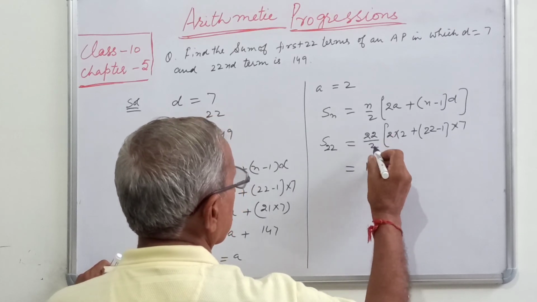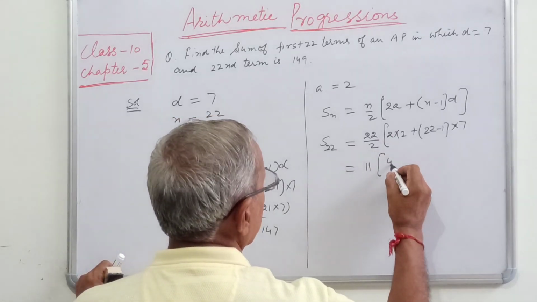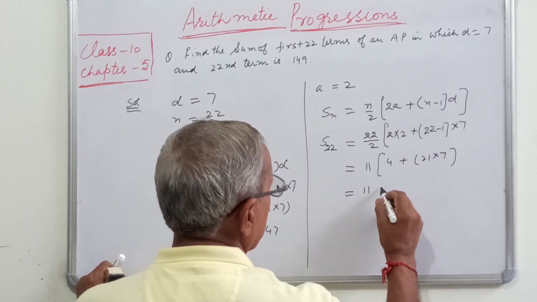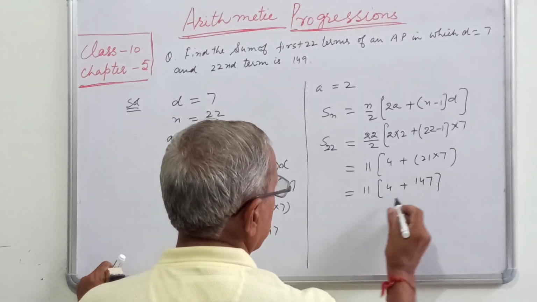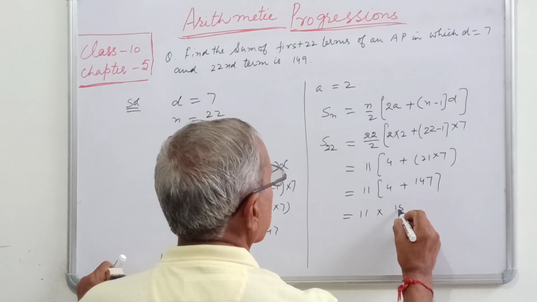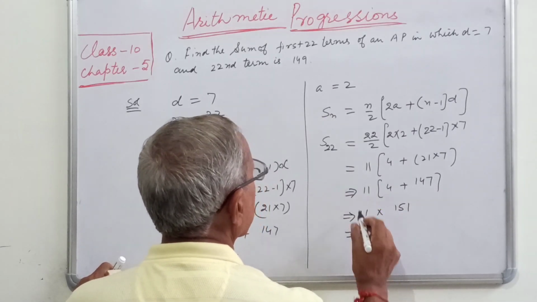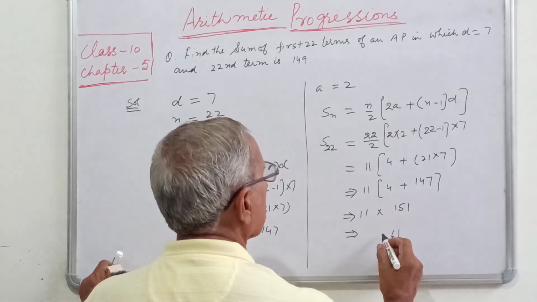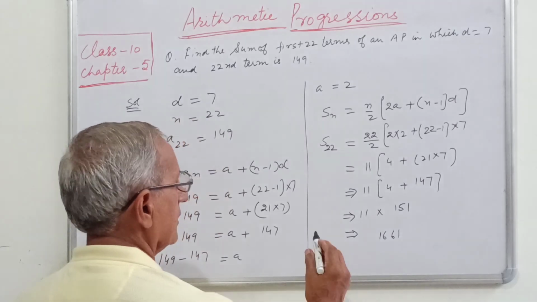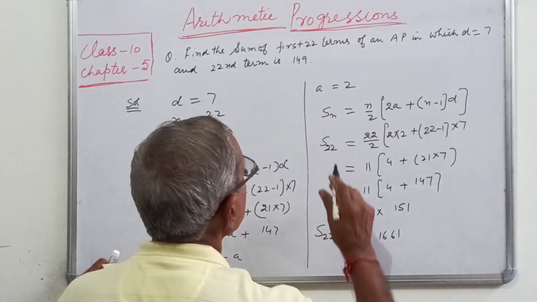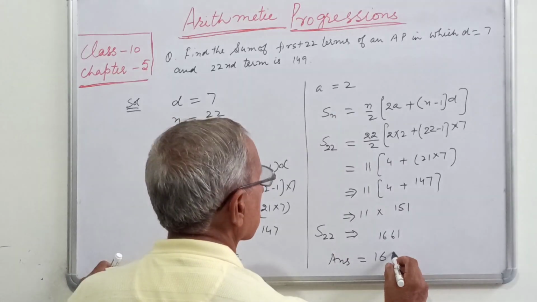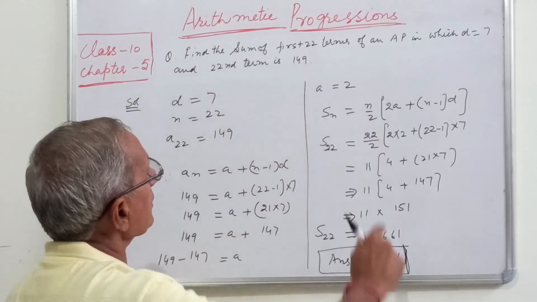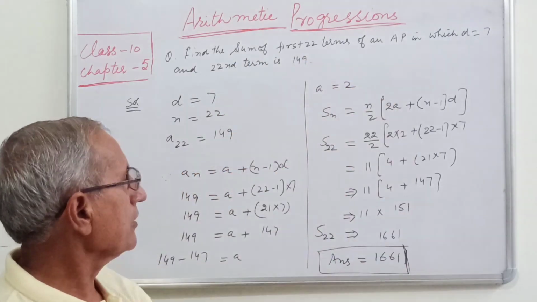तो इससे कैंसिल किया 2 से, तो हो गया 11, हो गया 4 प्लस इसमें से माइनस किया 21 मल्टीप्लाई 7, सो 11, 4 प्लस 147, 11 मल्टीप्लाई इसको जो जोड़ के आया 151. सो 11 से मल्टीप्लाई करें, 11 1s are 11, 55 प्लस 1 56 और ये हो गया 1661. सो S22. तो सम ऑफ, अब आंसर हमारे पास आया, आंसर इज 1661. तो सम ऑफ फर्स्ट 22 टर्म इज 1661. तो यही हमें इस क्वेश्चन में पूछा था, फाइंड द सम ऑफ द फर्स्ट 22 टर्म ऑफ AP.